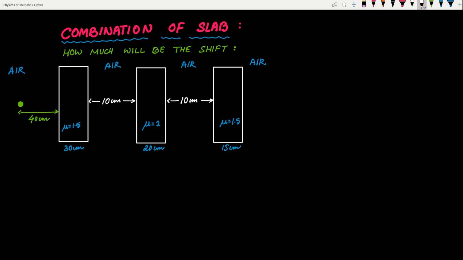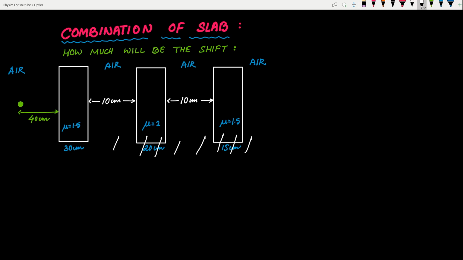Let's see. Now if you use the traditional method, then you'll take each pair, like this is 1 and 2, this is a different medium, and again this is a different medium. Now you'll be using n2 by n1 is equal to real depth by apparent depth, and you'll find out the apparent depth. Then that position you'll use as the virtual object, and now you'll take this medium and this medium, and again use n2 by n1 and real depth by apparent depth. After that you'll get the apparent depth for this part. Then again you'll do that for this, and again after that you'll use this and this pair, and at the end you'll use this and this pair to get the final result.